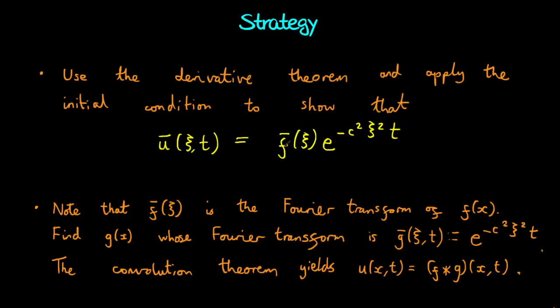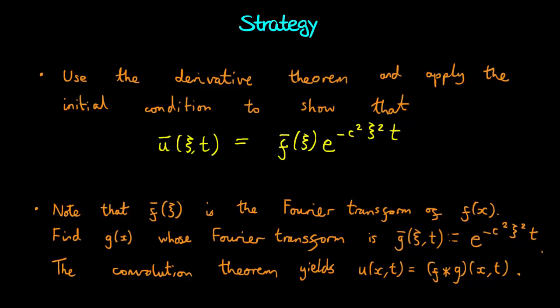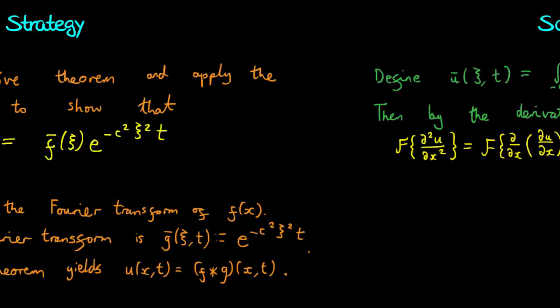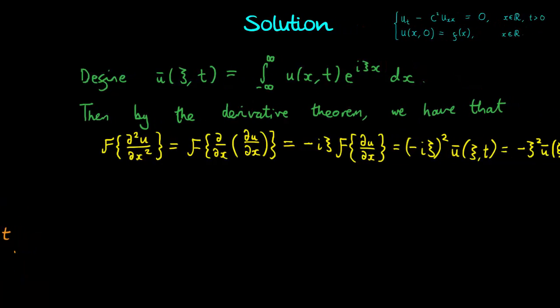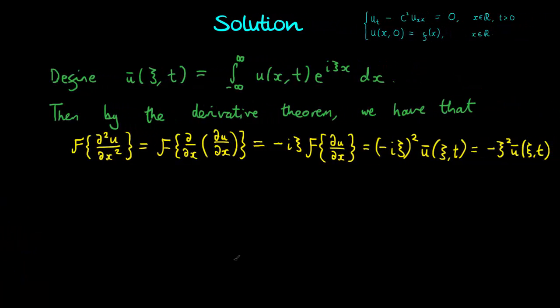And then finally we have that u bar is the product of Fourier transforms. The product of Fourier transforms we can use the convolution theorem to write as the Fourier transform of a convolution, and therefore u will be a convolution of f and g, and that will finish the derivation. Okay, so that's an overview of the strategy we're going to use. Let's start looking at it in a little bit more detail.